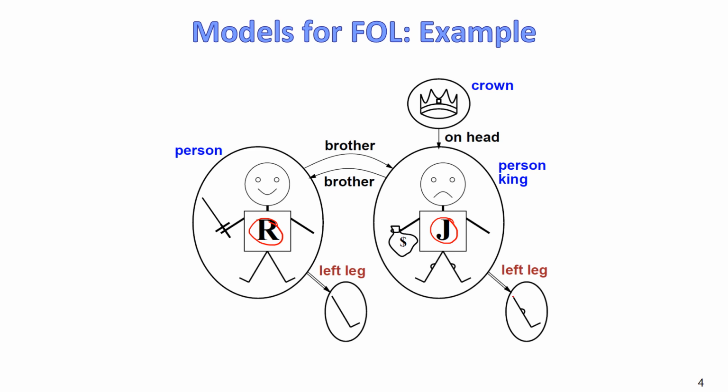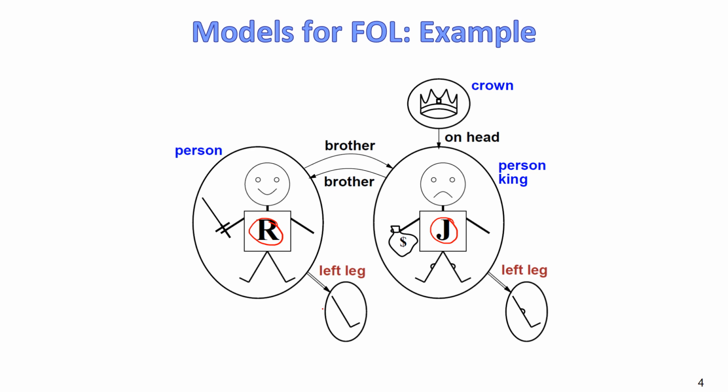Of course, he has a right leg, but the right leg is not part of the story here, just the left leg. So John has a left leg, and also Richard has a left leg. So that's the story behind this figure. Now let's think together what are the objects, what are the relations, and what are the functions, if any.